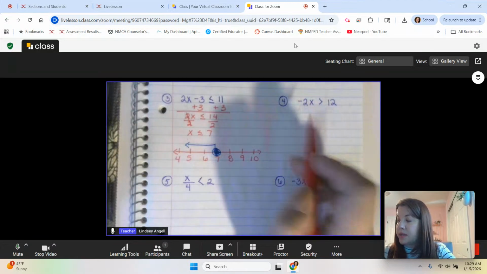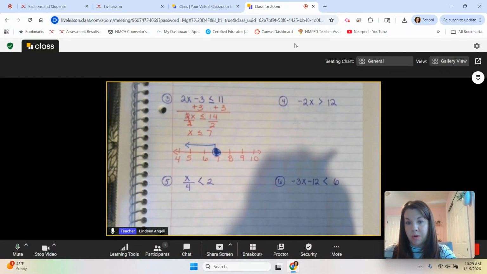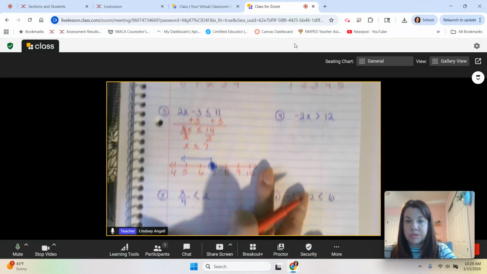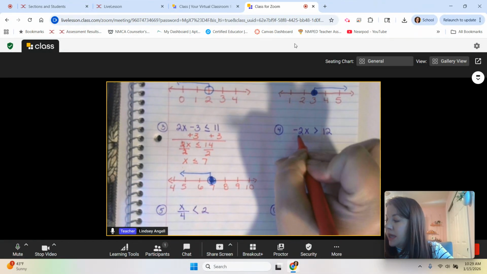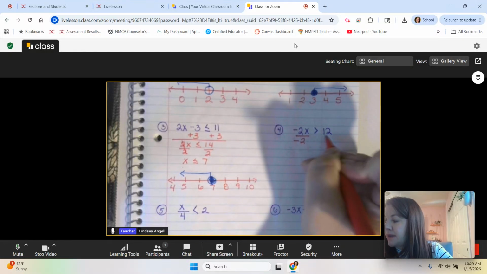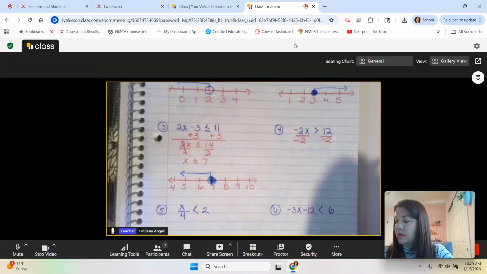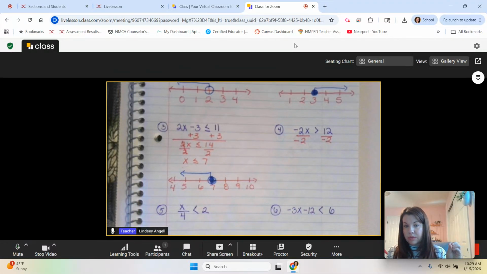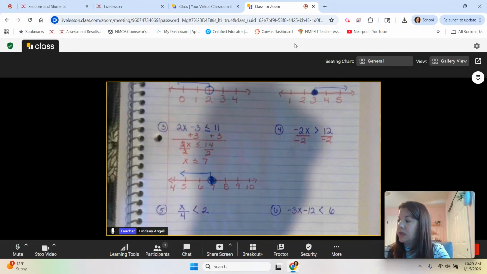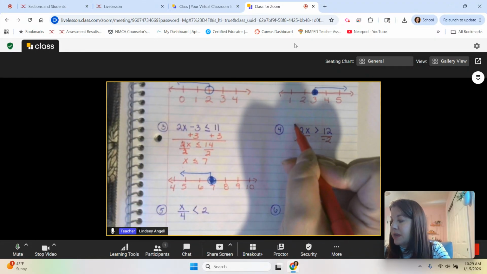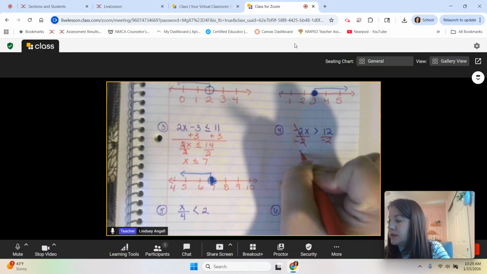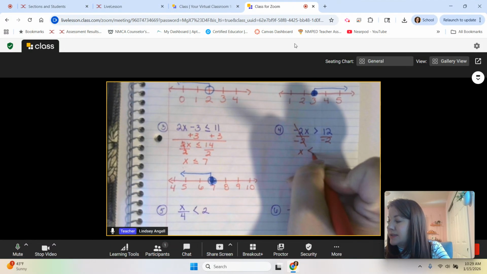For number 4, here's our first negative number that we're multiplying or dividing by, right? So to solve, I need to divide both sides by -2, okay? And this is where, and you're just going to have to find a way to remember it, like a little alarm goes off in your head that when you divide or multiply by a negative in an inequality, you have to flip the symbol because it makes everything opposite. So -2 divided by -2 is 1.